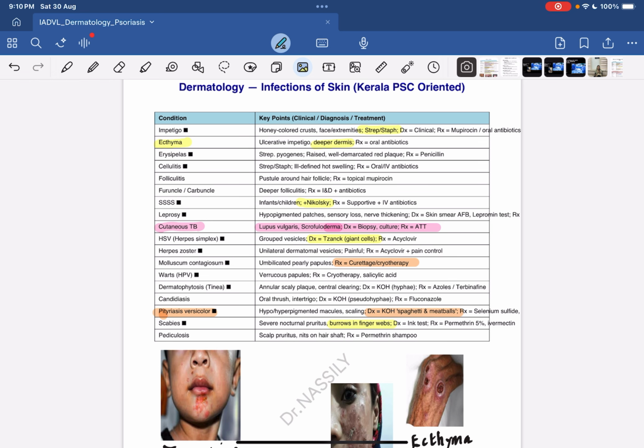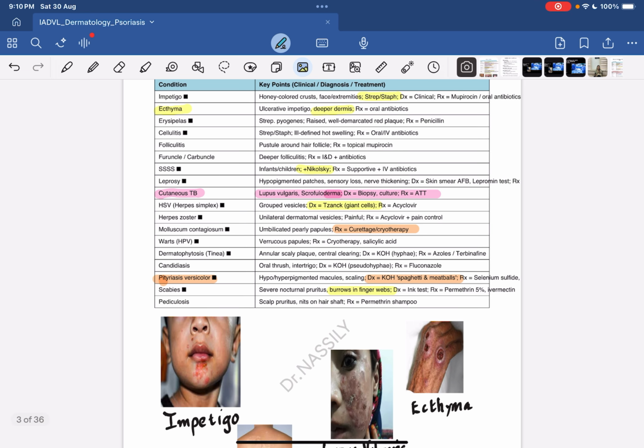In staphylococcal scalded skin syndrome, the Nikolsky sign will be positive. In herpes simplex virus infection, Tzanck smear will show giant cells. Then the molluscum contagiosum, there will be umbilicated pearly papules and the treatment will be curettage or cryotherapy.